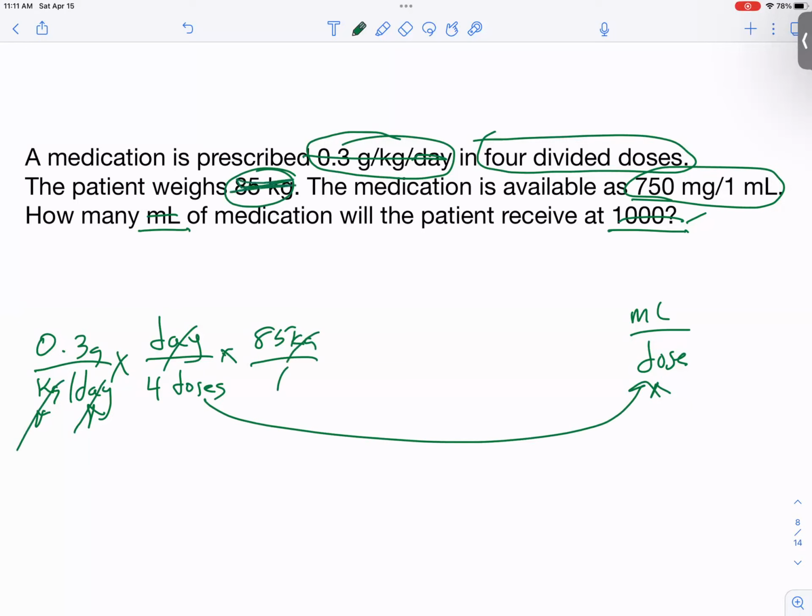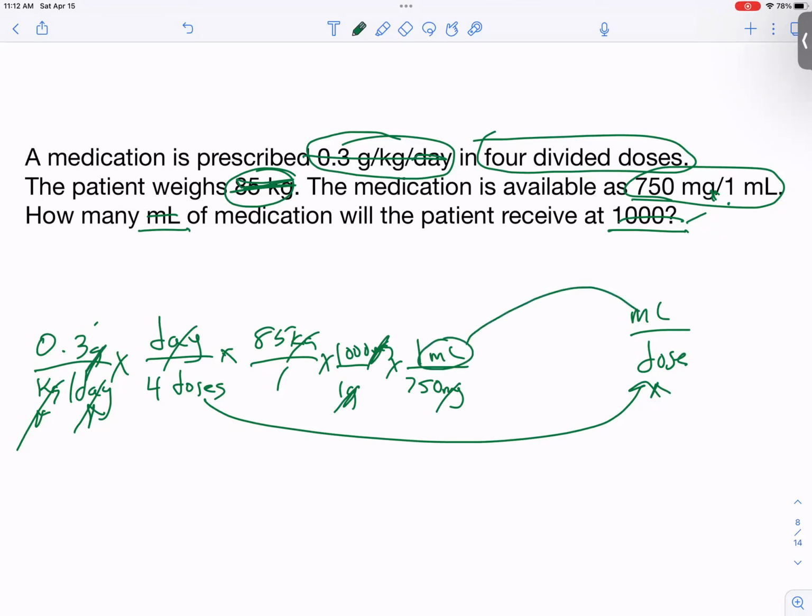I've used that. Now, how do I get rid of grams and get to milliliters? Well, the concentration is available in milligrams, so I need a conversion. 1 gram is 1,000 milligrams. And there's 750 milligrams for every 1 milliliter of medicine. Beautiful. I got rid of everything I don't need. I have what I want.